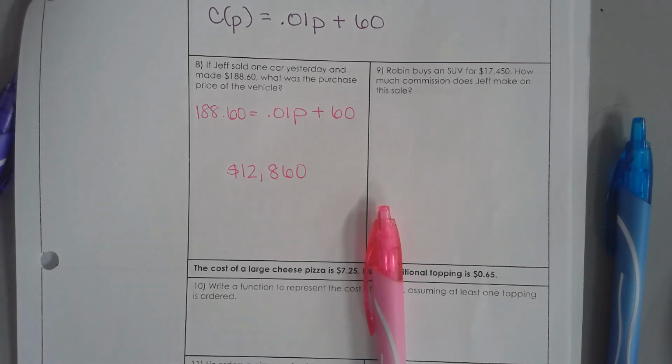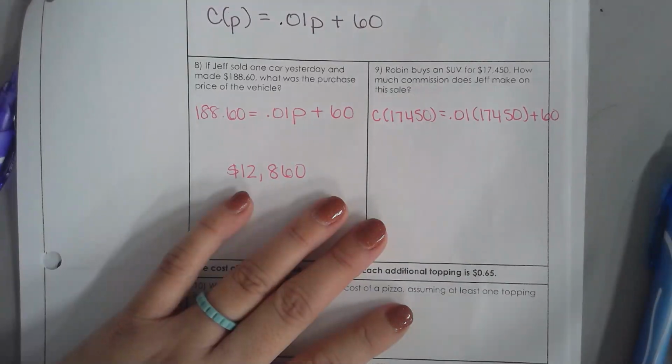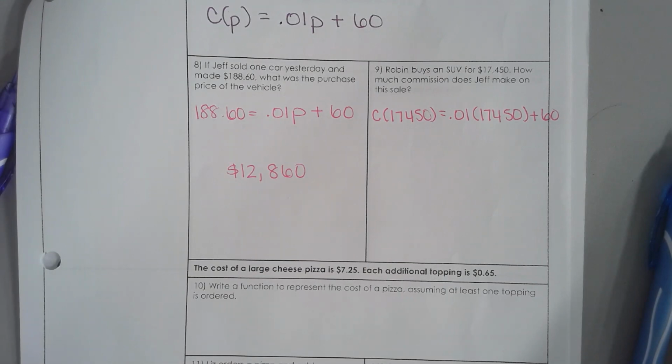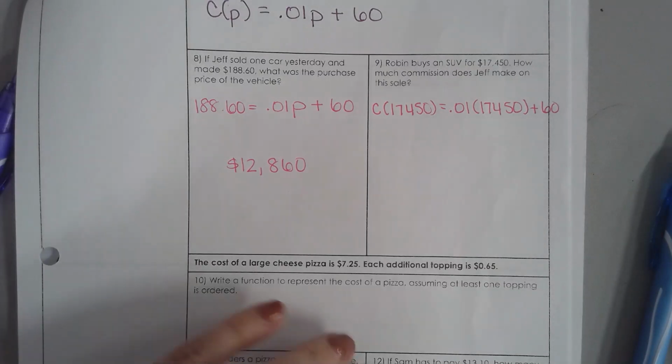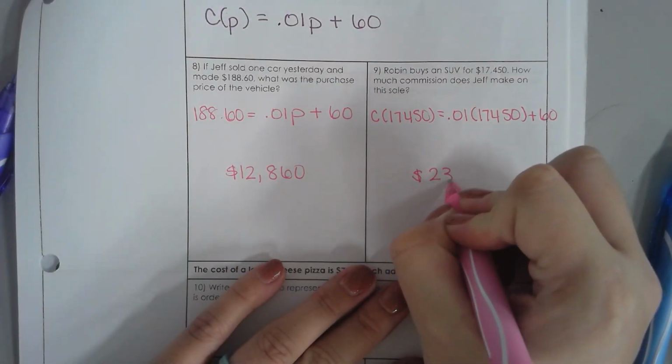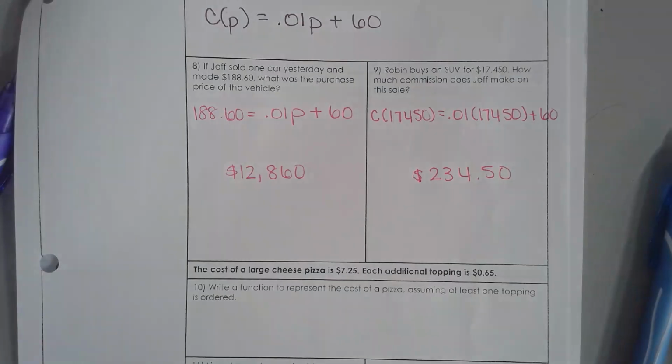All right, number 9, last one we're going to do for today, real quick. Robin buys an SUV for $17,450. How much commission does Jeff make on this sale? So what are we plugging in? The 17,450 for P. You're just going to type that in your calculator. Harley, what'd you get? Perfect. $234.50.